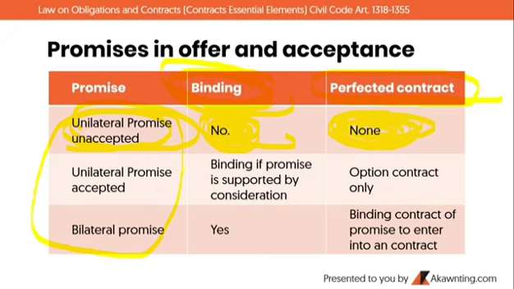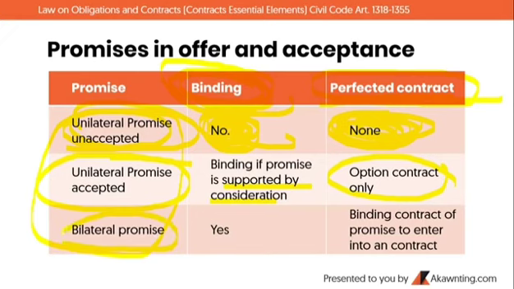Next, punta tayo dun sa unilateral promise accepted naman. Ano itong unilateral promise accepted? Yung isang party nag-promise siya. Mababind lang daw siya if the promise is supported by a consideration. Baka hindi nyo pa nagigets, pero huwag kayong mag-alala. After this slide, meron tayong example para maintindihan nyo. Ano ang mapa-perfect na contract? Ang mapa-perfect na contract ay isang option contract only. I-explain din natin kung ano yung option contract maya-maya.